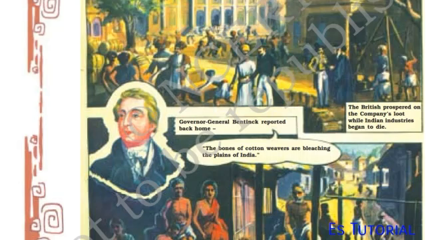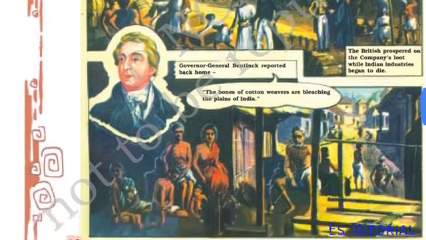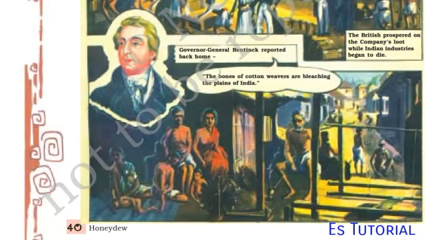Hence, those who were industrialized in India were beginning to die, but the British industries were just getting better by looting. Governor General Bentinck reported back home, the bones of cotton weavers are bleaching the plains of India.